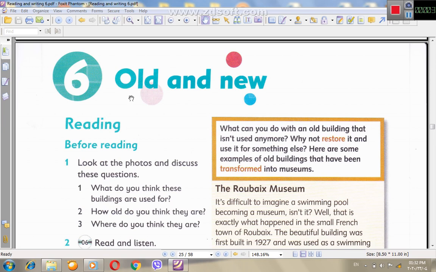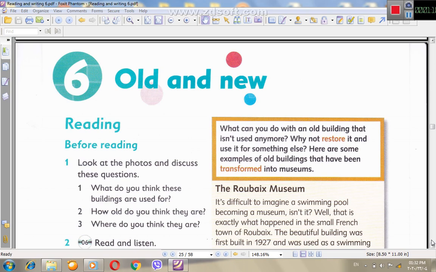Unit 6, reading. But before reading, look at the photos and discuss these questions. The first question, what do you think these buildings are used for? The second question, how old do you think they are? It means, do you think they are old or new? Then where do you think they are? It means where do you think they are in the place?